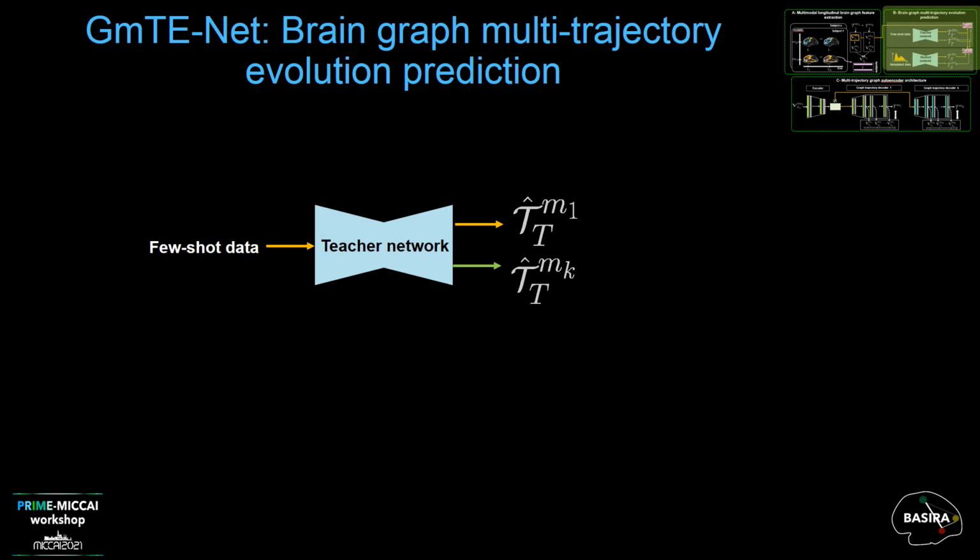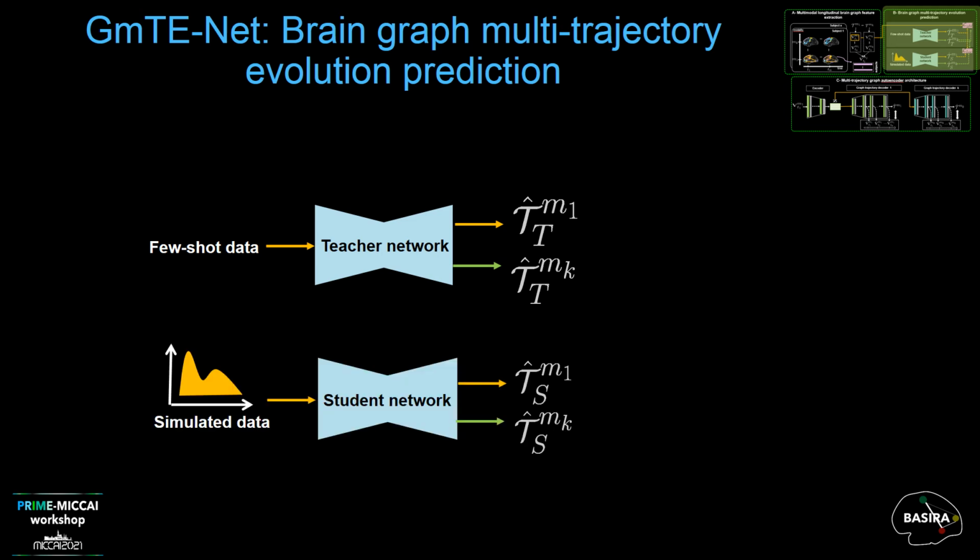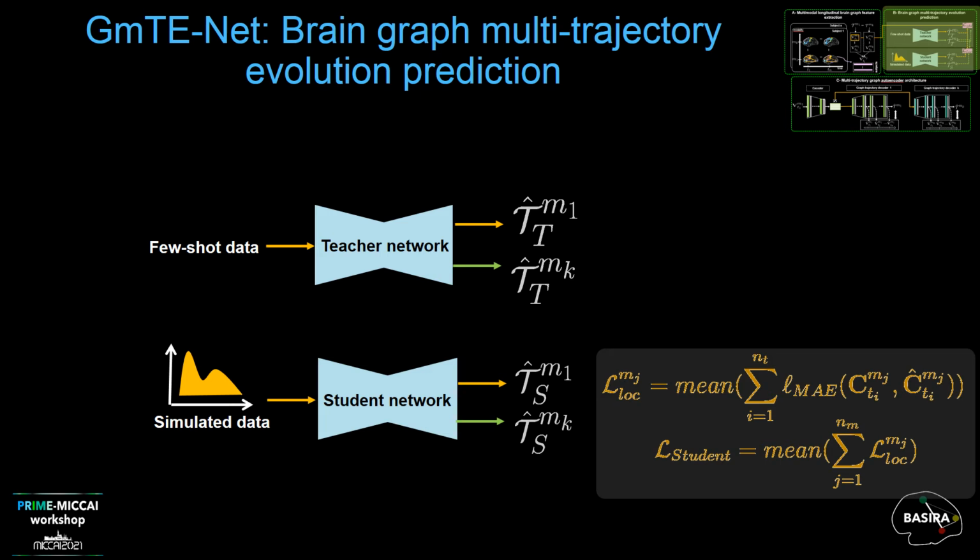To enforce the teacher model to capture the high-order representation of the input brain graphs, we propose a global topology loss. And to further ensure a node property preservation in the predicted brain graph, we further propose a local topology-aware distillation loss to transfer the local graph knowledge from the teacher to the student.